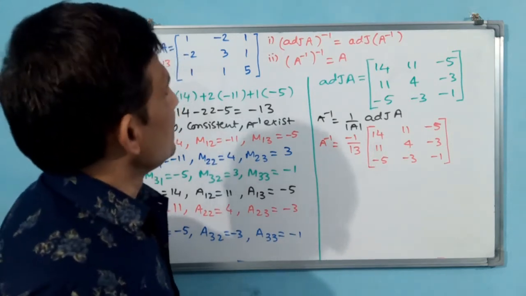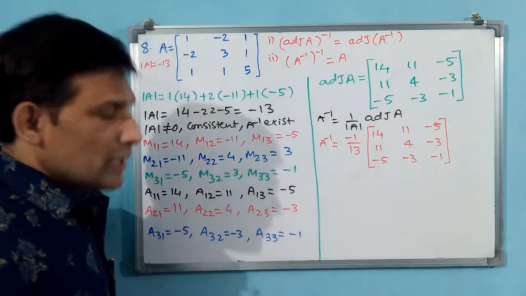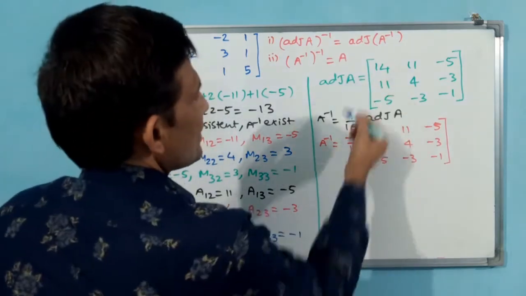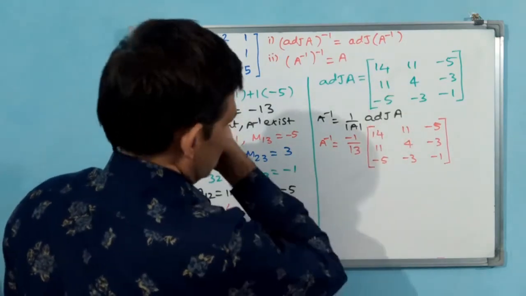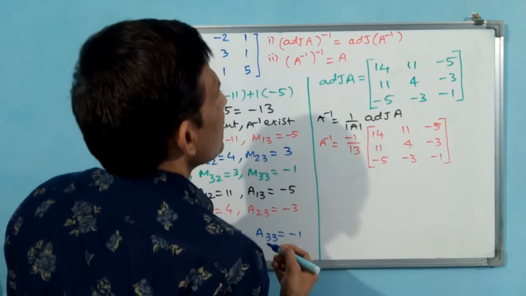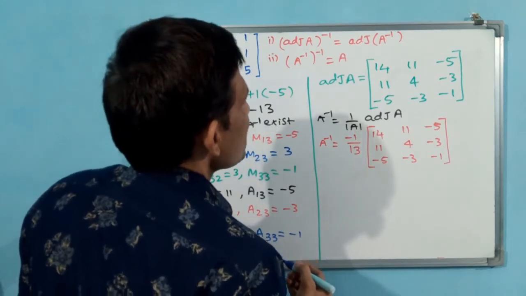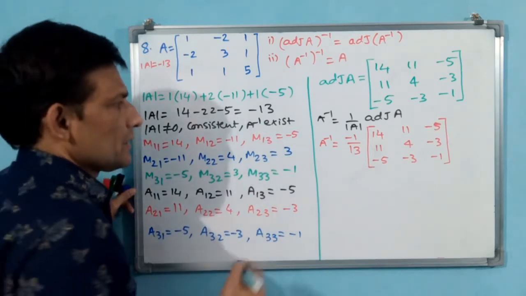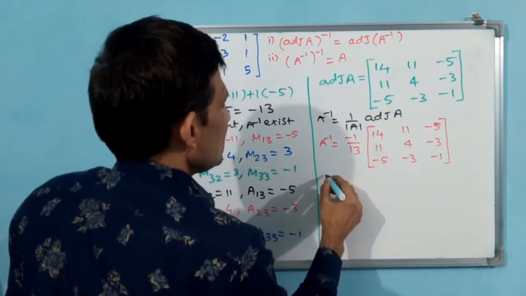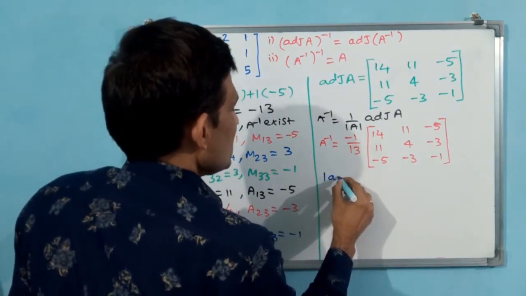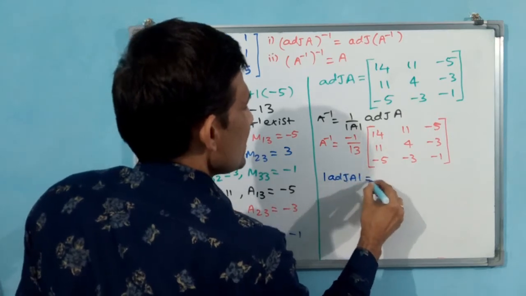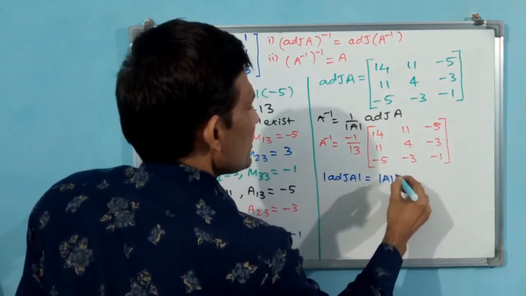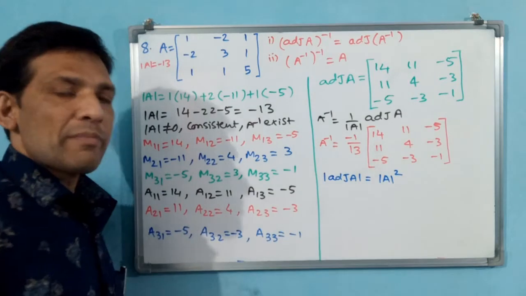What I am doing, you see. Determinant of adjoint A we will find first. I think for determinant of adjoint A we have got one rule. I will tell you one thing. Determinant of adjoint A is equal to determinant A square. This formula, do you remember?